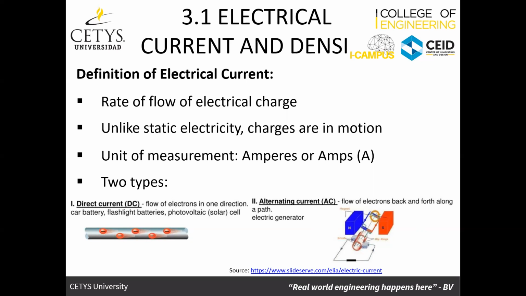Meaning I have a flow of 10 microcoulombs per second. That means that if I look at any point, 10 microcoulombs are flowing by that point every second. So it's the amount of charge, or the rate of flow of charge. The unit of measurement is the ampere.